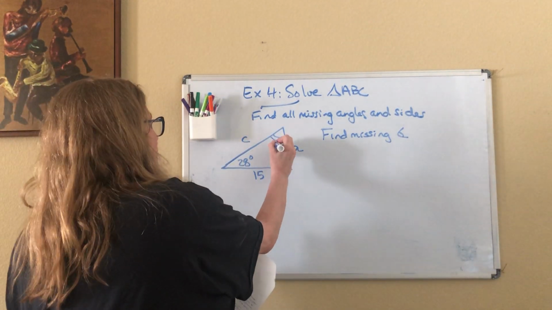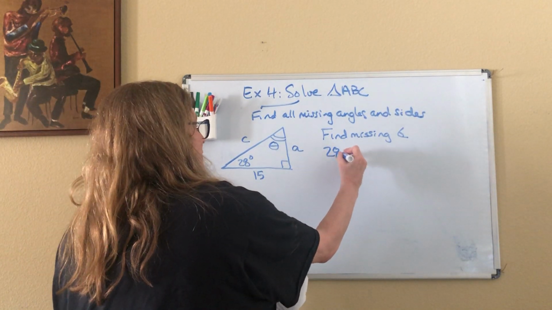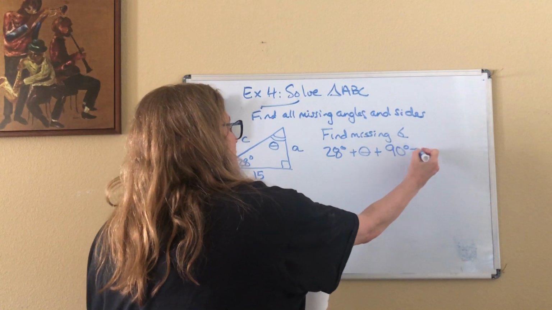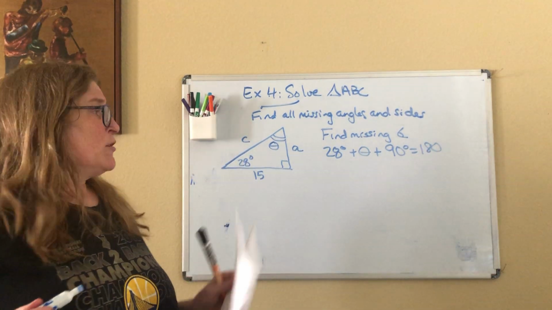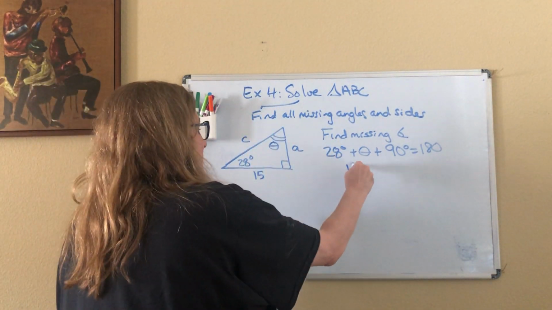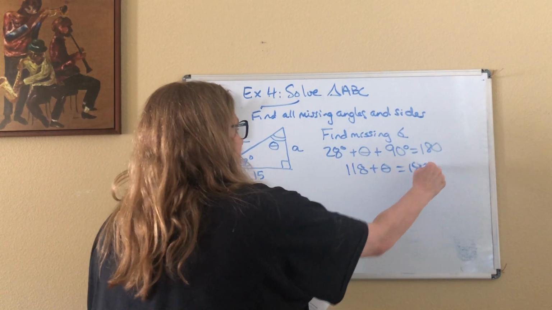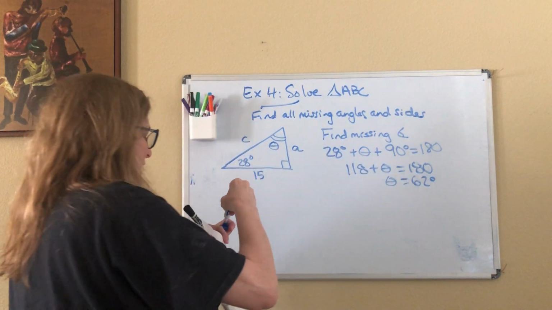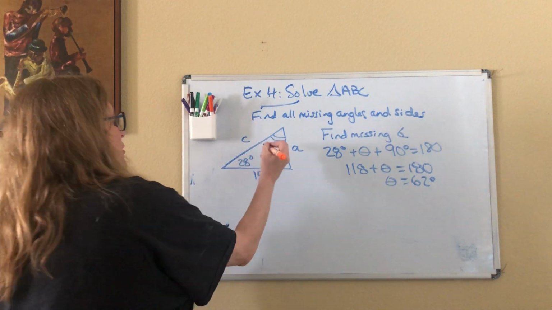So let's call this angle theta just for ease. If I do 28 degrees plus theta plus 90 degrees, I have a whole triangle, which is 180, right? So if I add up 90 and 28, I get 118 plus theta equals 180. So that gives me theta equals 62 degrees. So I'm going to put that in here. This is 62.